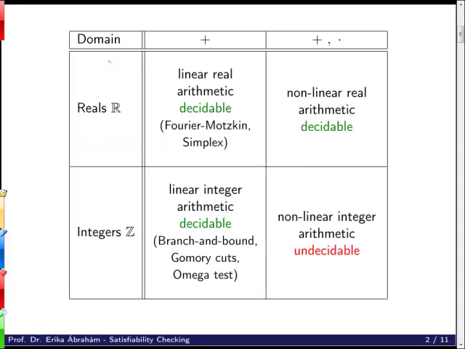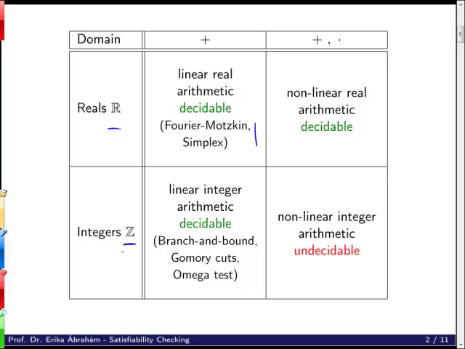So where we are now, we had two domains, the reals and the integers. After propositional logic and equality and uninterpreted functions, first we looked at the reals, and there we had Fourier-Motzkin and the simplex as decision procedures. If you have a conjunction of linear real arithmetic constraints, and we use that in SMT solving to also be able to cover arbitrary Boolean combinations.